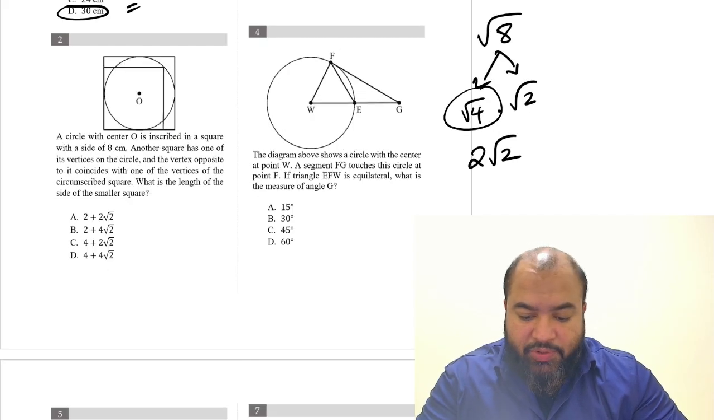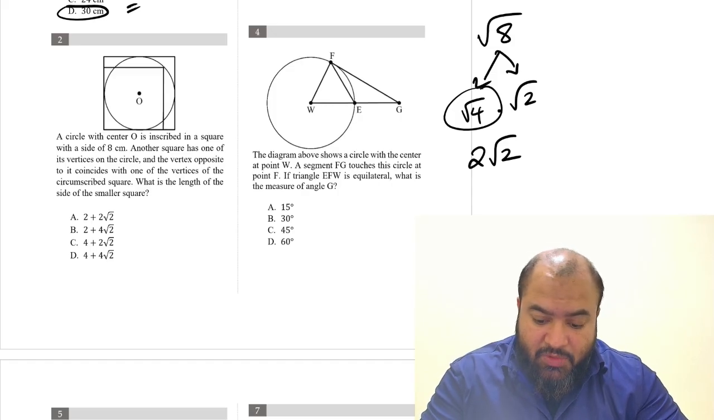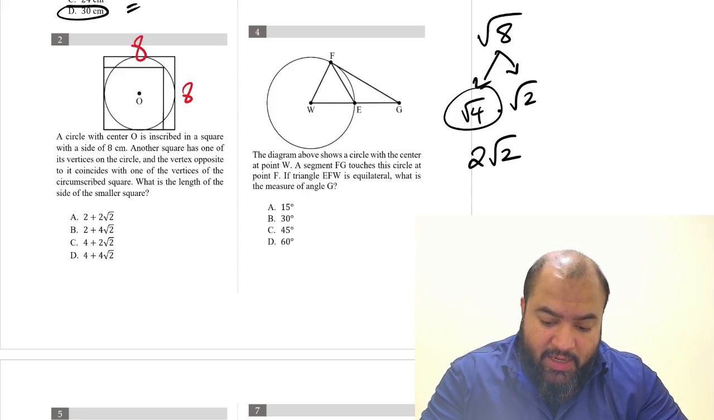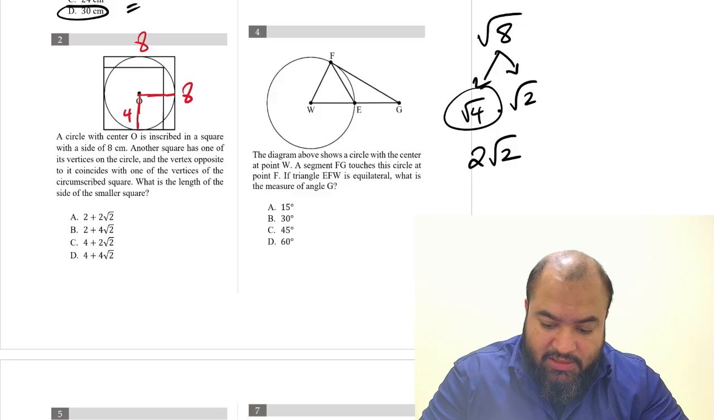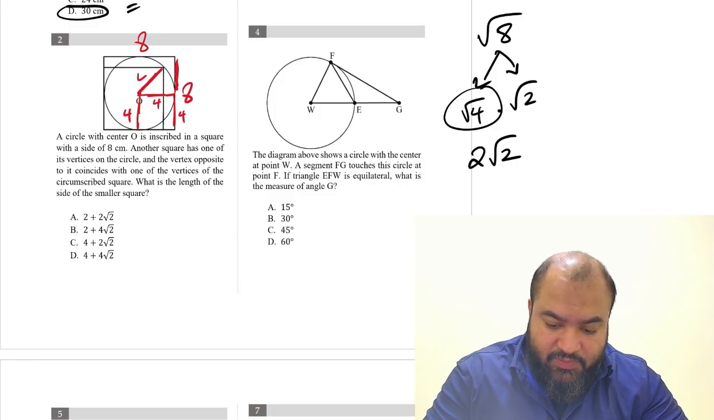Okay, so what we can do is we see that the side length was 8 by 8, right? So the radius of this circle will be half, 4. So let's say this is 4, 4, 4, right? This is 4, the other part is 4. Now this is also a radius, that's a 4.